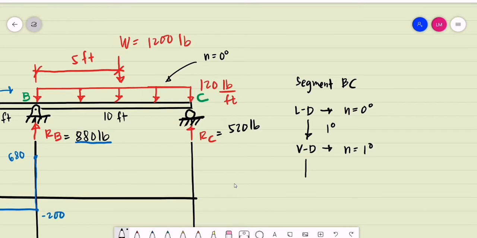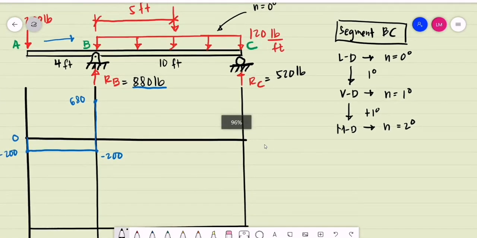And as we go down to the next diagram, that is the moment diagram, we increase it by 1 degree. The degree of the moment diagram should be second degree. Again, this is only for segment BC.